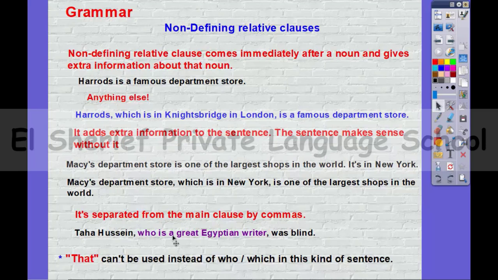Taha Hussein, who is a great Egyptian writer, was blind. We all know that Taha Hussein was a great Egyptian writer, so this part of the sentence is not important. Note here that in non-defining relative clauses we cannot use that instead of who and which as we did with the defining relative clauses. So non-defining relative clauses are completely the opposite of defining relative clauses.